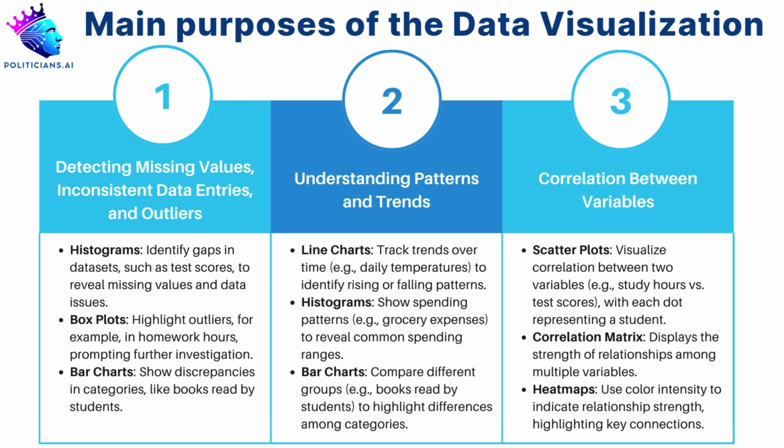Conclusion. To sum up, the data visualization stage is about turning numbers into pictures to help us understand the data. It has three main purposes: detecting missing values, inconsistencies, and outliers using histograms, box plots, and bar charts. Understanding patterns and trends with line charts, histograms, and bar charts. Seeing relationships between variables using scatter plots, correlation matrices, and heat maps. By using these charts and graphs, we can better understand the story the data is telling us and use this knowledge to make smarter decisions, like identifying how study habits impact test scores or seeing how students' performance changes over time.